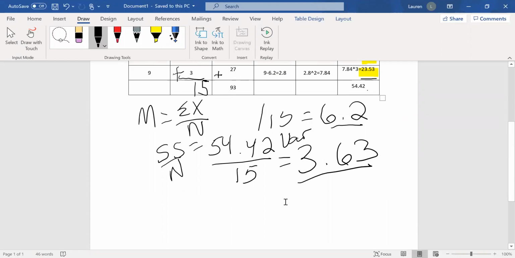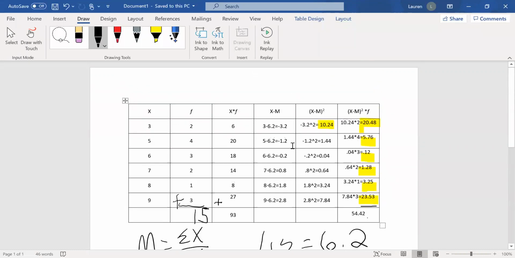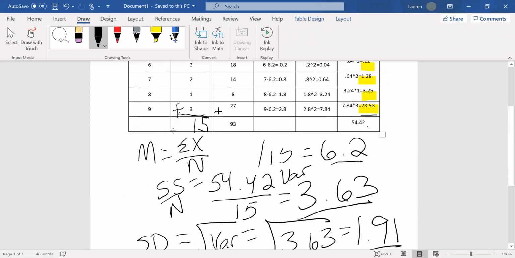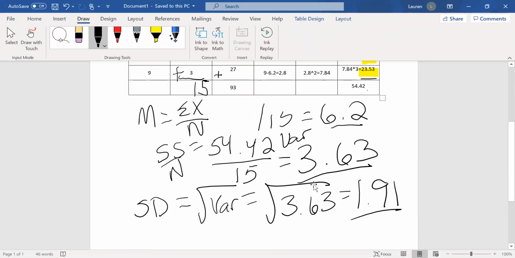Now remember that the standard deviation is equal to the square root of the variance. And so to get this, I need to take the square root of my 3.63. So if I take the square root of 3.63, I get a standard deviation of 1.91. So from this frequency table, we have performed these calculations to get our total n, our mean, our sum of squared deviations. Then we've used these values to get our variance of 3.63 and our standard deviation of 1.91.